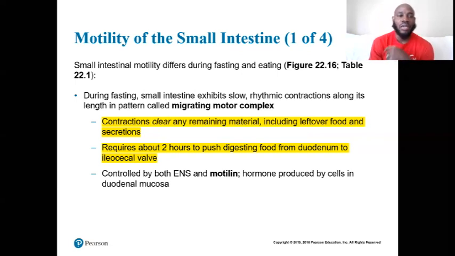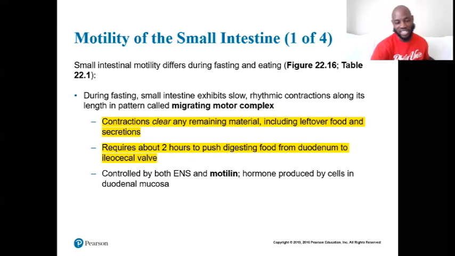Remember that. All right, so during fasting, the small intestine exhibits slow rhythmic contractions along its length in a pattern called the migrating motor complex. So when you're not eating, contractions can clear any remaining material. It's slowly moving. Any leftover food can be pushed out of your body. It requires about 2 hours to push digesting food from the duodenum, the start of your small intestines, to your ileocecal valve, your large intestines.